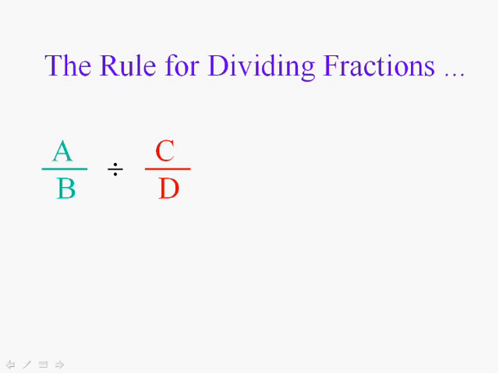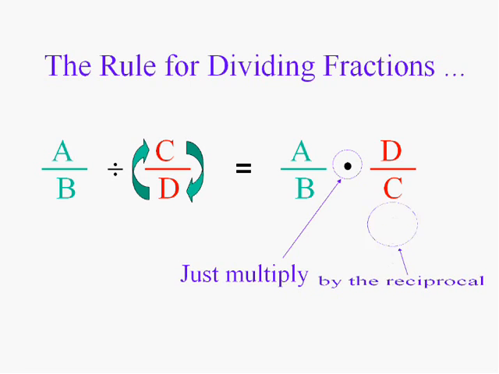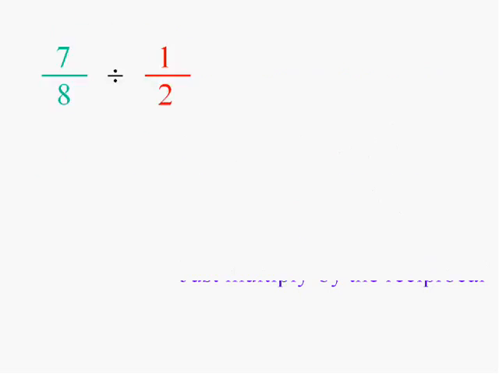Well, division is very, very similar, except it has one little twist to it. The rule for dividing fractions is to multiply by the reciprocal, the flipping, if you would, of the second fraction. Now just multiply like you did before. It's easy. Division is multiplying by the reciprocal.